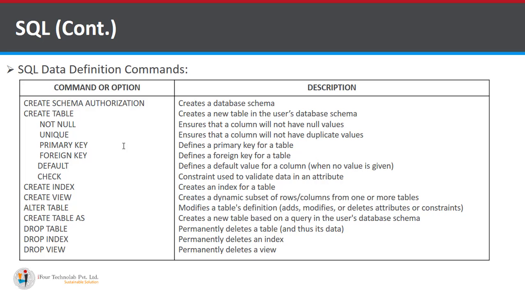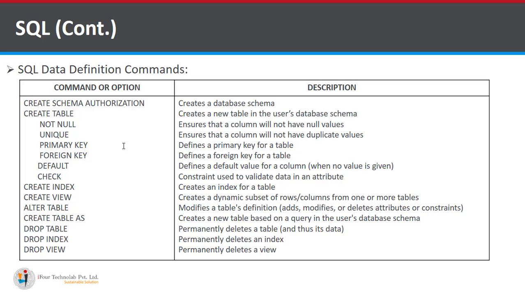Some of the SQL data definition commands: create schema, create table, creates a new table in users database schema. Not null ensures the column will not have any null values. Unique, no duplicate values, but unique key always allows a single null value. Primary key defines a primary key of a table, always unique, but it will not allow a null value. Foreign key defines a foreign key for a table. It means two tables are linked with a single key. We can say that table 1 has a foreign key of table 2, like that. Default gives a value for a column when no value is given. Check is a constraint used to validate data in an attribute.